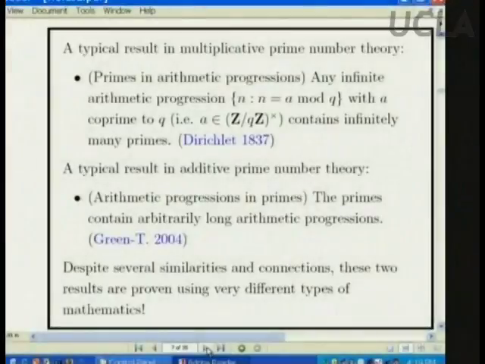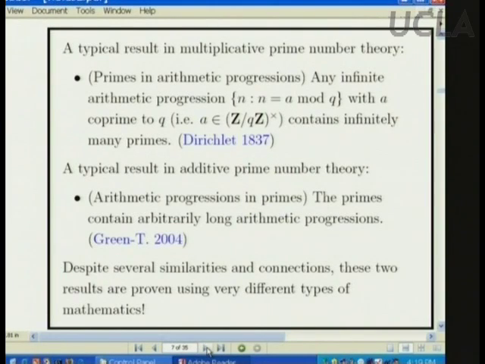So now let's contrast two results, one from multiplicative number theory and one from additive number theory. So here there's a sort of a nice symmetry. There's an old result of Dirichlet, concerning primes and arithmetic progressions, and that's the result in multiplicative number theory. And then there's a recent result of Ben and myself not on primes and arithmetic progressions, but on arithmetic progressions and primes, and that's an additive result. So I just wanted to put them up on the same screen.